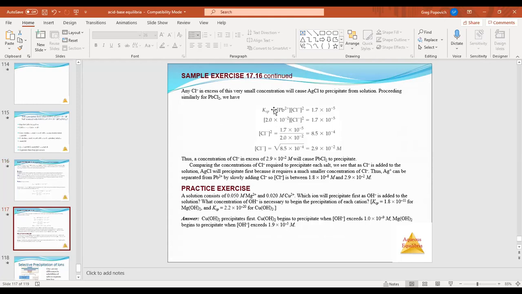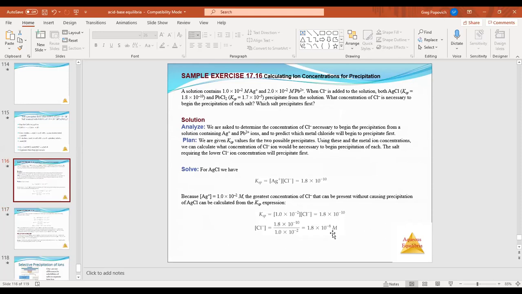So my Ksp for lead chloride is going to be lead times the concentration of chloride squared. This is going to mean that I'm dividing my 1.5 by my concentration of lead. That's equal to my chloride ion squared. I take the square root of it. This means that my concentration has to be all the way up to 2.9 times 10 to the minus 2. I need this much chloride to precipitate out my lead. I need only this much chloride to precipitate out my silver.